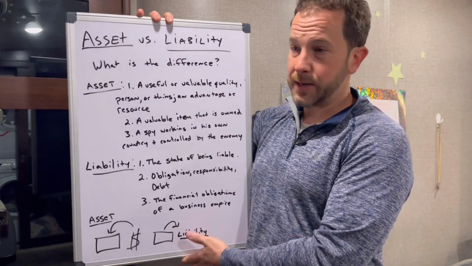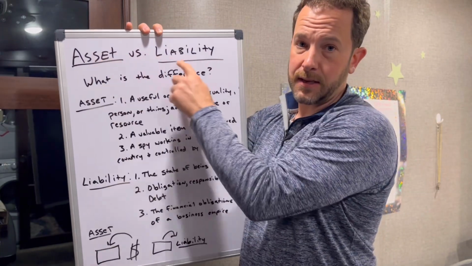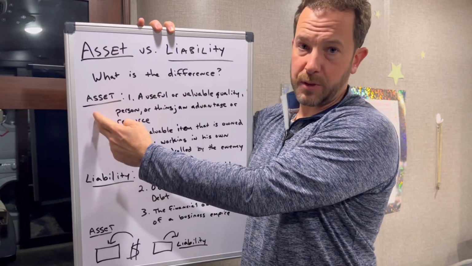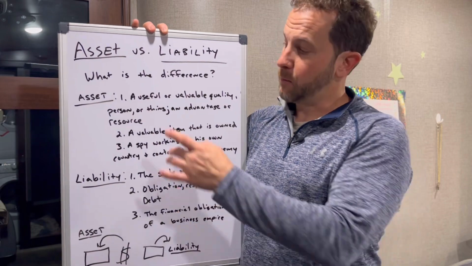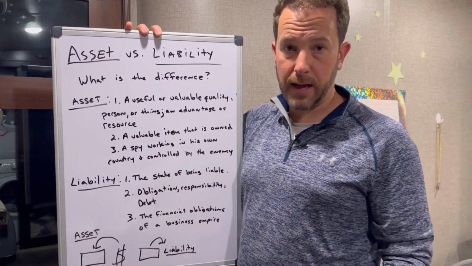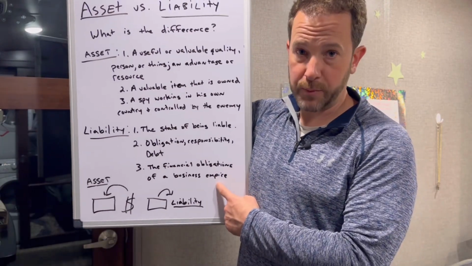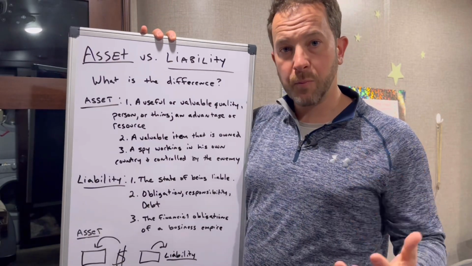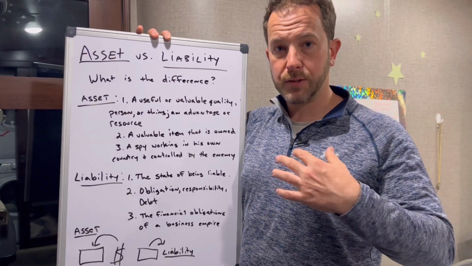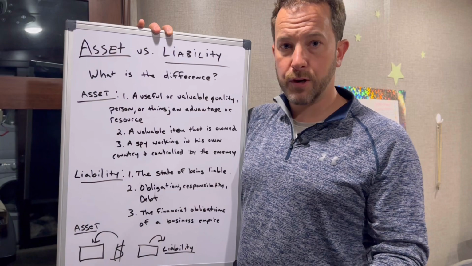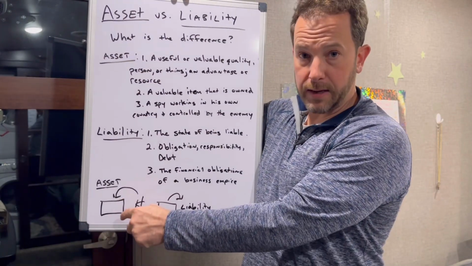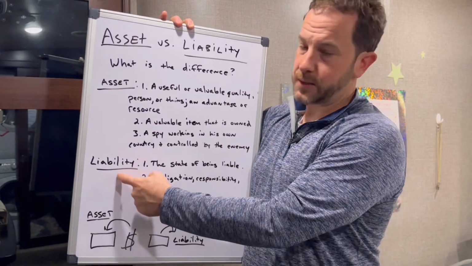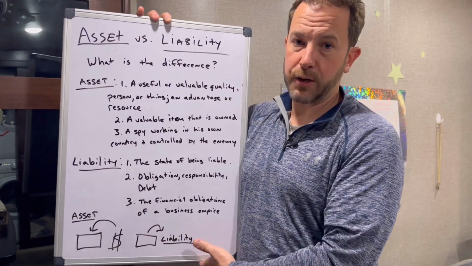What I want you to learn today is the difference between asset and liability. Asset is going to be more of a positive thing. Liability is going to be a negative thing. Both are essential in life, especially if you're going to operate a business. But I just want to get you familiar with there's only two things that you can actually use your money for. You can purchase an asset, which will put money into your pocket, or you can purchase a liability, which will take money out of your pocket.